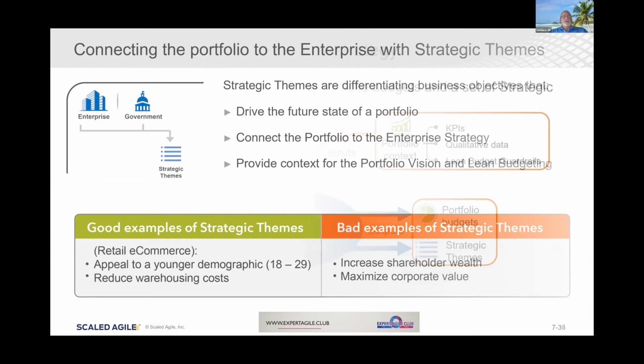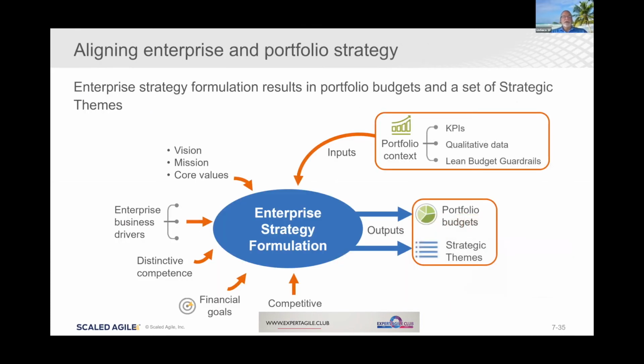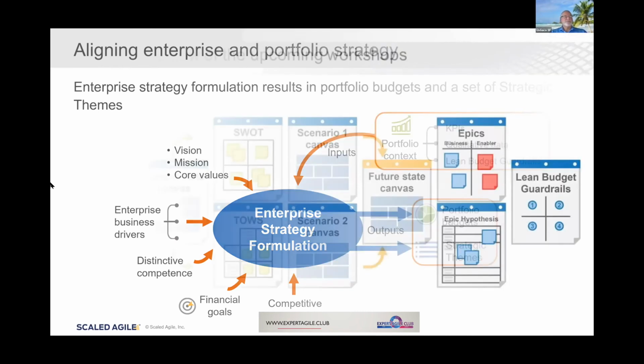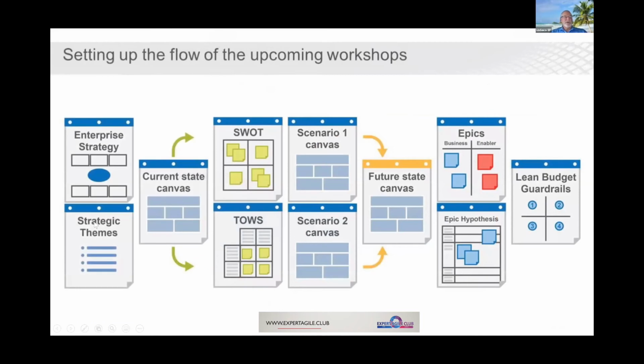So the information that goes into formulating an enterprise strategy, and then the output is the strategic theme. And so going into that enterprise strategy, you have all these things. You have the mission, you have the enterprise driver, you have portfolio context, KPIs, qualitative data. So all these things go into the enterprise strategy formulation, and then the output are the strategic themes. And so strategic themes are before the portfolio, and so the portfolio feeds the strategic themes with projects. Well, not projects, called epics.